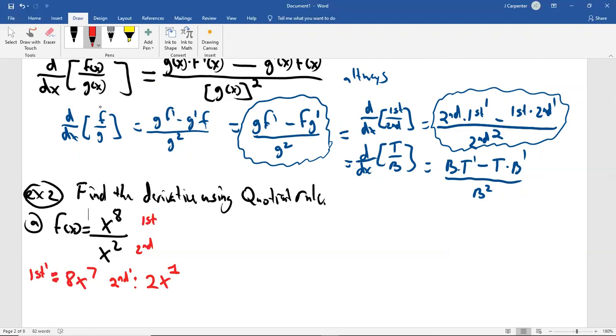So we got our top, our bottom, a derivative of our top, a derivative of our bottom. Those are the four pieces we need. All those four pieces go on the top, and then there's just an extra bit in the denominator. The denominator happens to be the original denominator squared. Okay, so f prime of x. And I'm going to be using, again, this is my favorite.